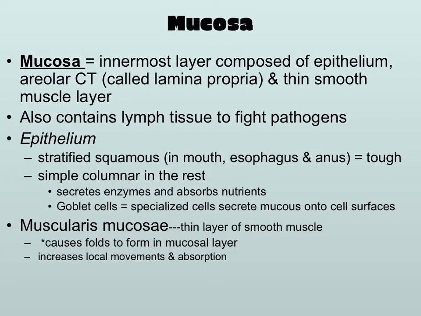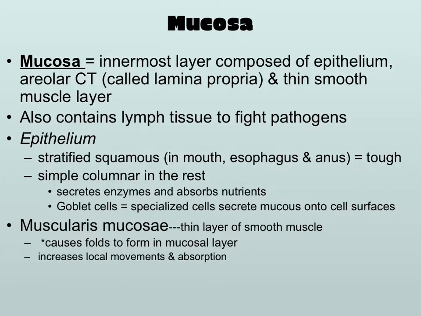So let's take a closer look at the mucosal layer, which is the innermost layer of the GI tract. This is the one that lines the lumen. So it's the first layer that the foodstuffs is going to be exposed to when we swallow food or when we have it in our GI tract. The mucosa is one of the most interesting layers of the GI tract because it has specialized cells in different areas based on the job that it's going to be doing.